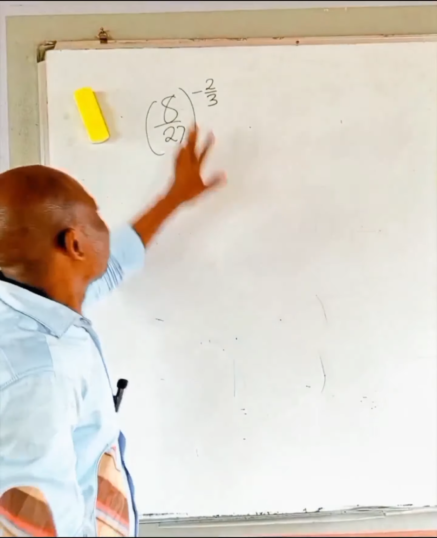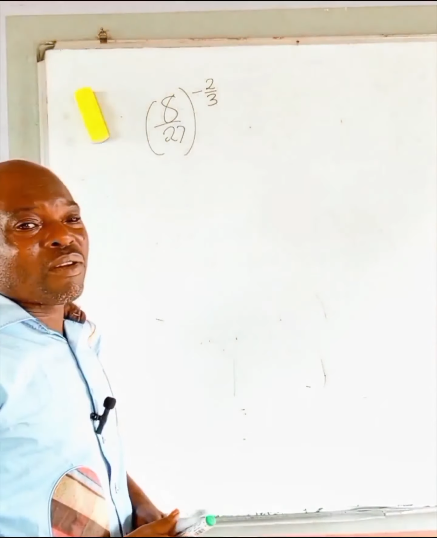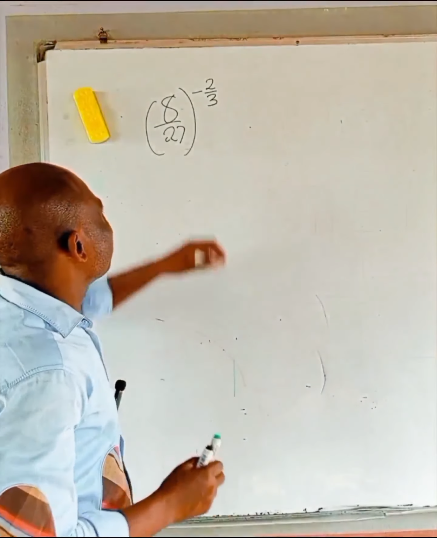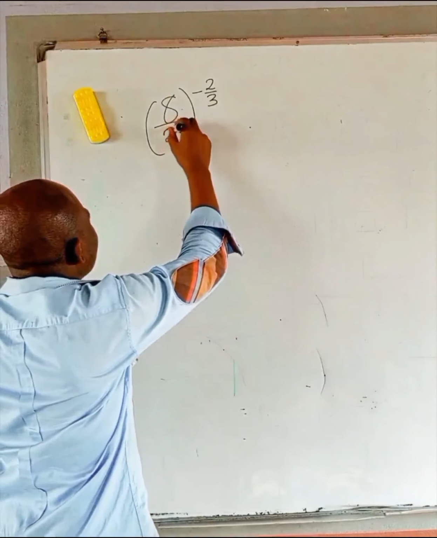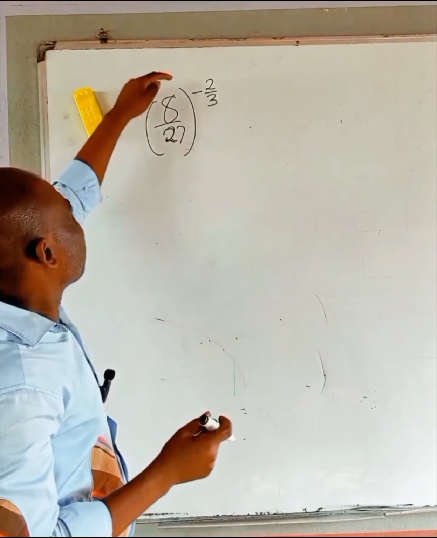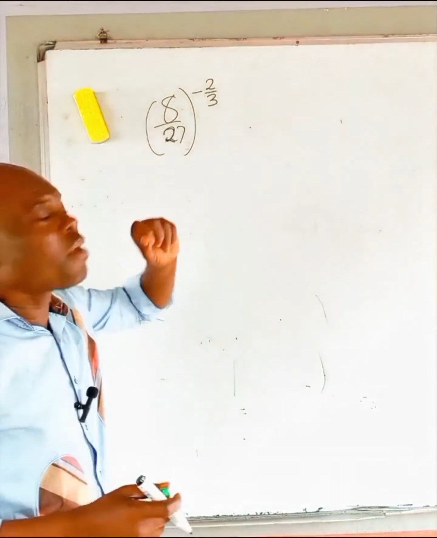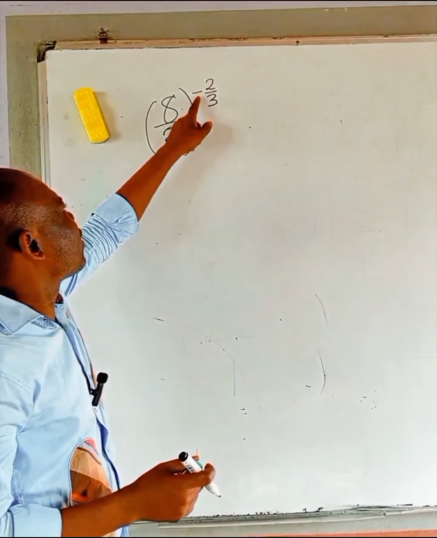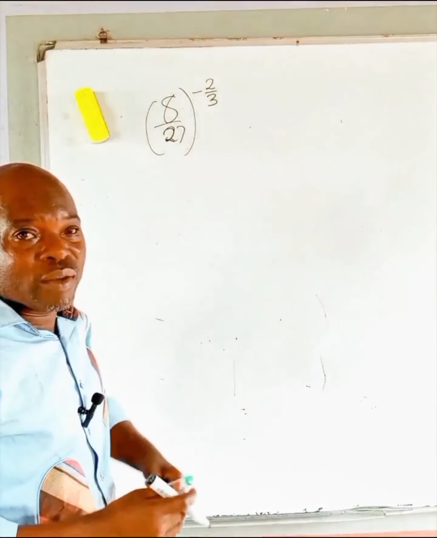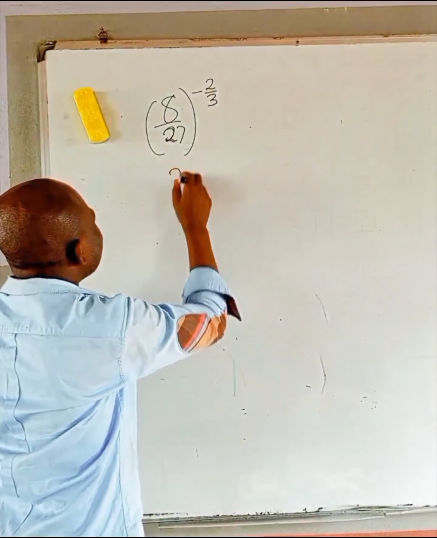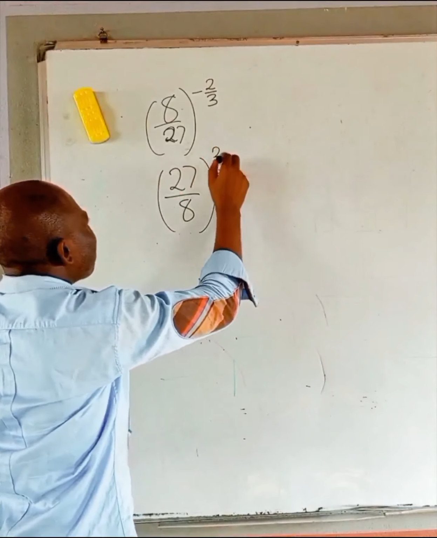Hi, welcome. Let's solve. We have 8 over 27 raised to the power of negative 2 over 3. To remove this negative sign, we could make it 1 over (8 over 27) raised to the power of 2 over 3, but this will become too long for us. So what we simply do to remove this negative sign, instead of putting it over 1, is simply turn this upside down, and the negative sign goes. So what we have now becomes 27 over 8, all raised to the power of 2 over 3.